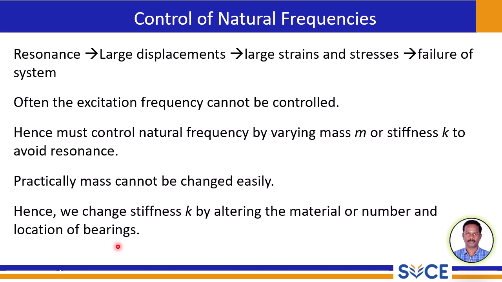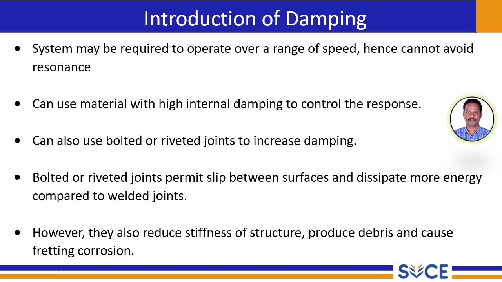So, while both mass and stiffness influence the natural frequencies, altering the stiffness is often the more practical route for engineers to tune a system and to avoid the resonance. We have discussed controlling the natural frequencies to avoid the resonance. Let's move on to our second key method for vibration control, that is introduction of damping.